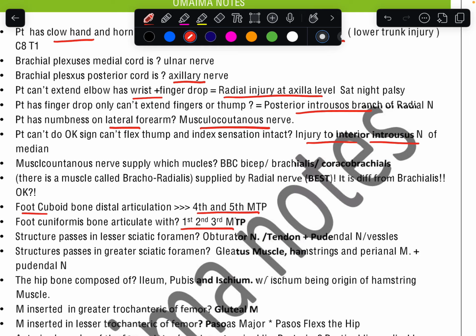Structures passing through the lesser sciatic foramen: obturator internus nerve and tendon plus pudendal vessels. Passing through the greater sciatic foramen: gluteal muscles, hamstring, perineal muscles, pudendal nerve. Hip bone is composed of ilium, pubis, ischium.